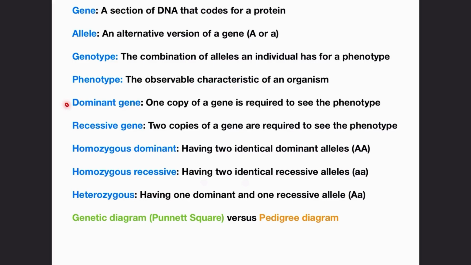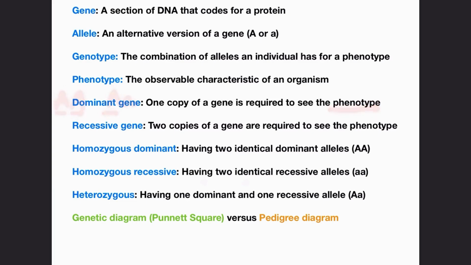Then moving on to dominant and recessive genes. Dominant gene means you just need 1 copy of a gene to see the phenotype. And this is always the big letter. So that means somebody can either have a big A, small a, or a big A, big A, and they will already have the dominant phenotype, whatever that phenotype is.